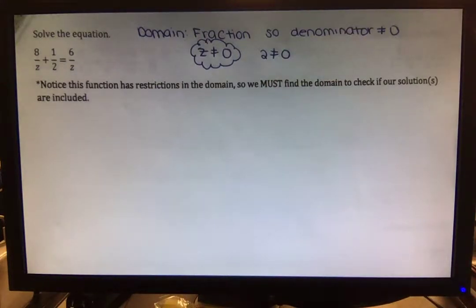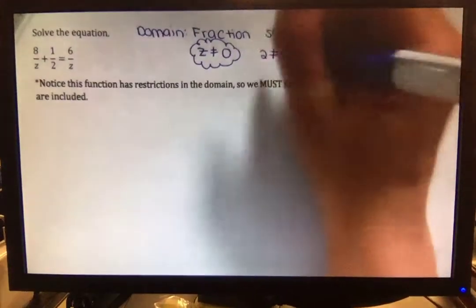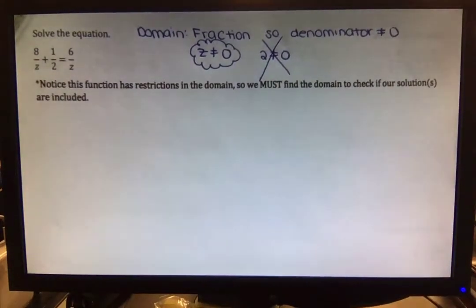Then we have 2 cannot equal 0. Does that tell me anything about z? Will 2 ever equal 0? Nope. So don't even care. That one doesn't tell me anything. So I know for this equation, z cannot equal 0. So we're going to go ahead and solve this. In the end, make sure that our answer cannot equal 0.